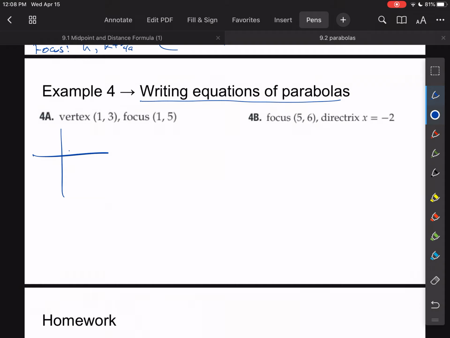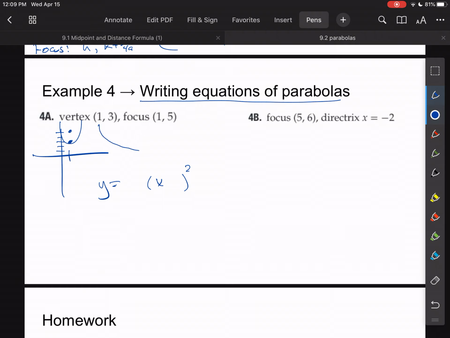So the vertex is at 1, 3. The focus is at 1, 5, right? So I know this is opening up. That's important. If it's opening up, this is going to be a y equals, and then we're going to have some x value in here, squared. Yeah, so we can figure this out.